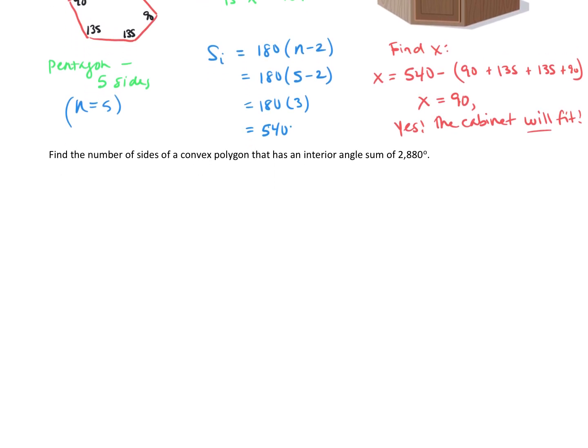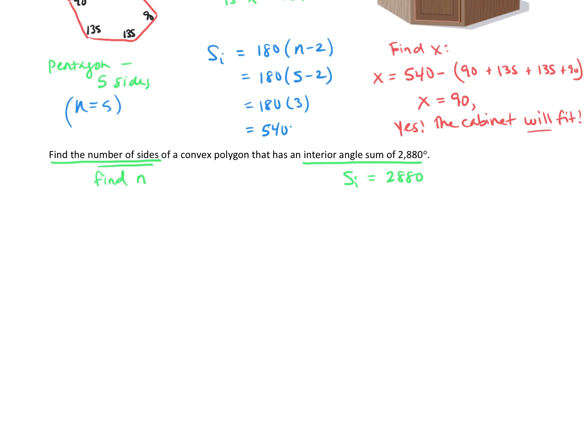All right. Totally separate follow-up question. Well, I guess I wouldn't call it a follow-up because it is a totally separate question, but just using these same ideas, to extend our thinking, we want to find the number of sides. That means to find n, which we don't know, in a convex polygon that has an interior angle sum of 2,880. So that means that the sum of the interior angles is 2,880.